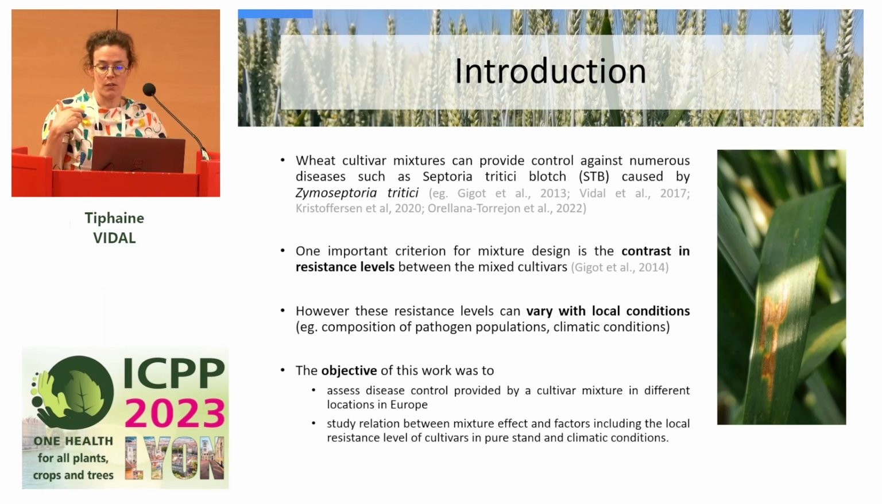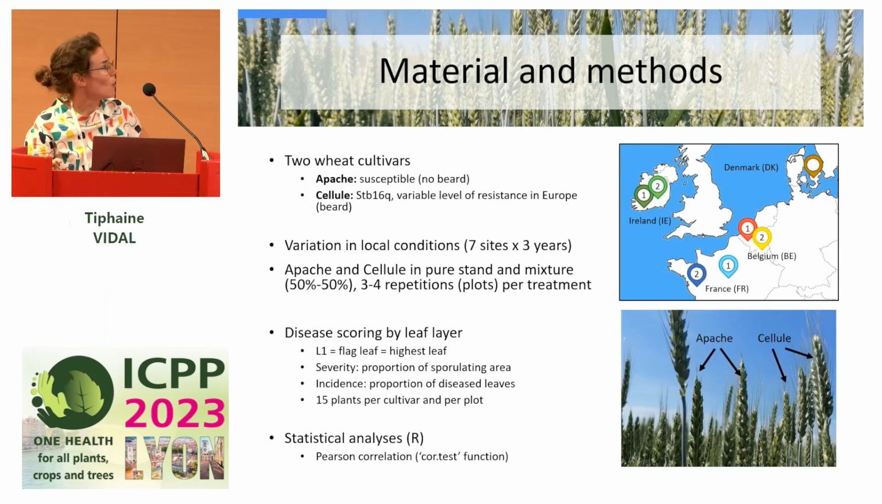how this mixture effect was related with other factors, including the local resistance levels of cultivars in pure stand, but also some climatic factors. So for that, we worked with two cultivar mixtures, so with two cultivars. Apache, which was mentioned before, is a susceptible cultivar which has been grown for quite a long time in France. So we suppose that our Zymoseptoria population is adapted to this cultivar. And the other one is Cellule, which is a more recently introduced cultivar carrying a major gene.